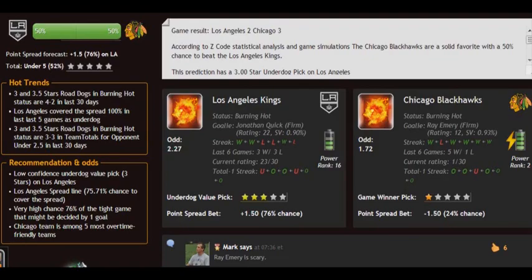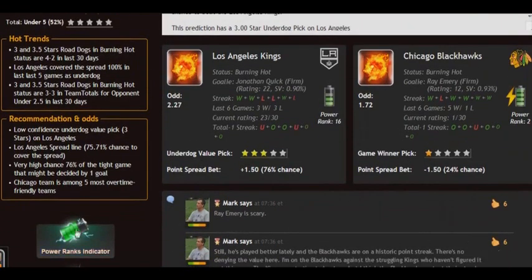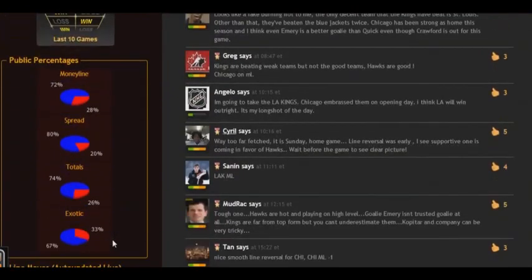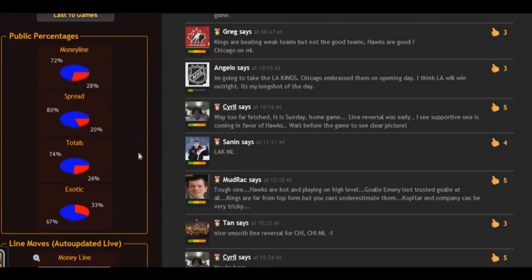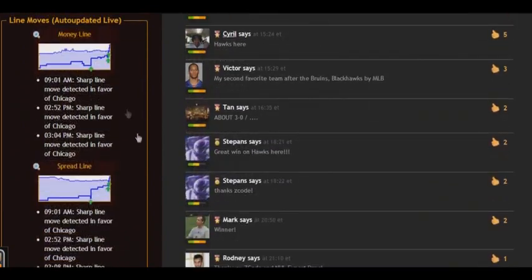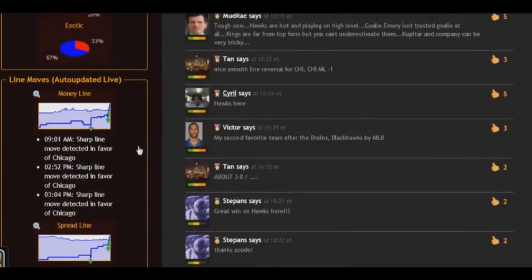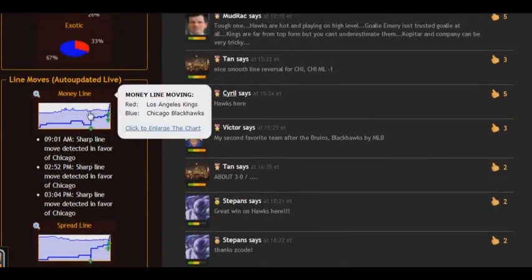For every game in the VIP members zone of Z-Code Sport Investment Club, there is a special section on the left called Public Percentages. That shows the public bet distribution on both sides of the game and also line moves that are auto-updated in the real-time mode. It might look complicated at first sight, but it's actually pretty easy, and I'll show you how you can use it to win big. If you click the chart, you can see it enlarged.